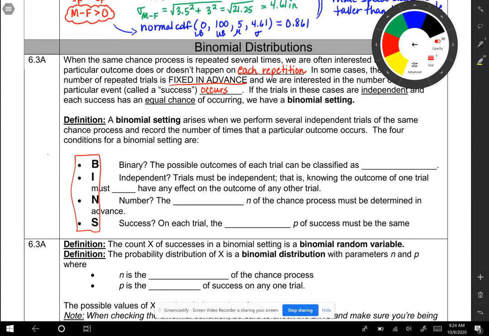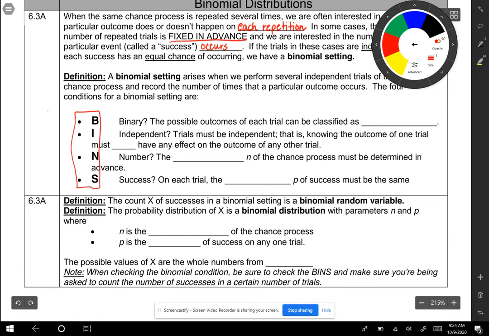Binary means the possible outcomes of each trial can be classified as success, which is what we want, or failure, which we don't want. So an example could be choosing a student in our class who has an A, that could be a success, and then the failure would be anyone who's not making an A, and that doesn't mean they're failing the class, it's just I'm using this as an example.